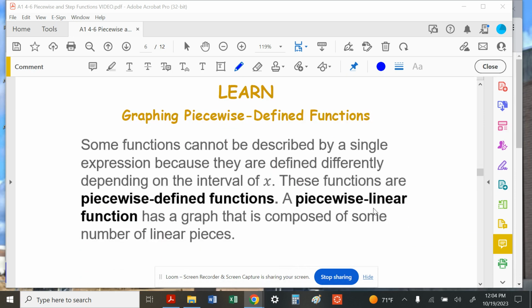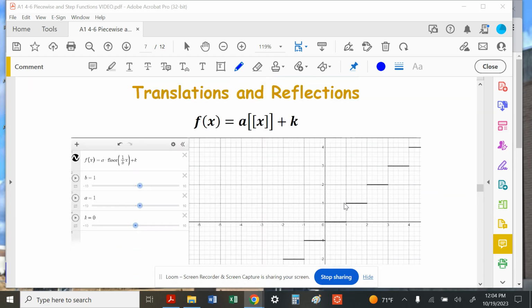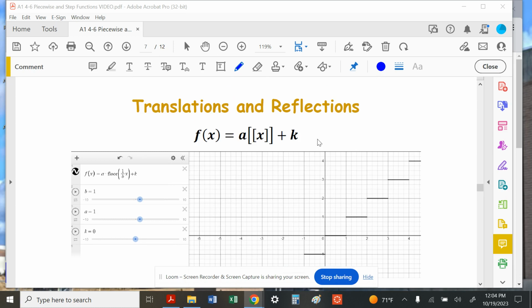Okay, as I mentioned, piecewise is just a bunch of different functions all put together in a graph. And these translations and reflections are the things that come up. I am going to do this in another video, so we'll come back and talk about this piece in another video.